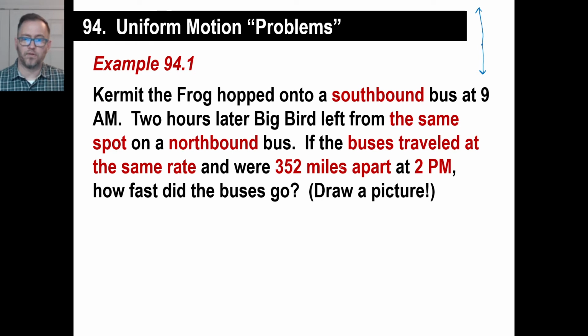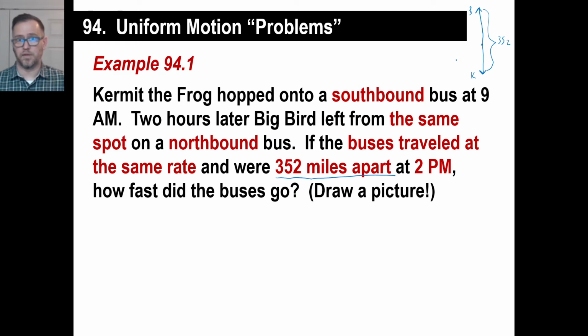They were 352 miles apart at 2 p.m. How fast did they go? Well, this is interesting. They are 352 miles apart, which means all the way from here to here. Let's say this is Kermit and this is Big Bird. Will you tell me what equation we can write with Kermit and Big Bird, their distances together is 352 miles? How could you write that as an equation?